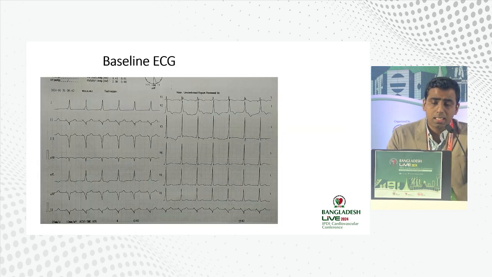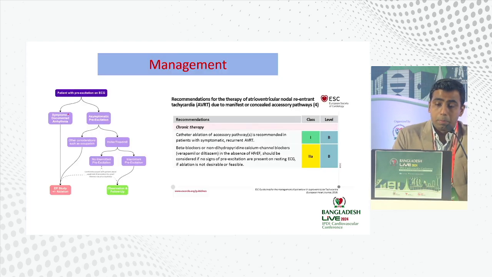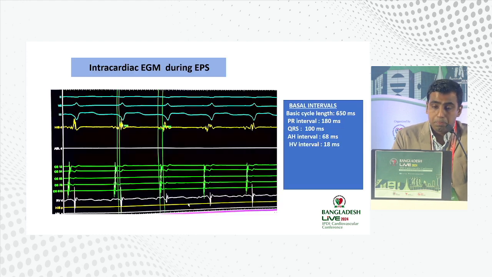This is his baseline ECG showing a short PR interval with a delta wave and incomplete RBBB. So, in this scenario, the patient had pre-excitation on ECG, symptoms and documented arrhythmia, and EP study and ablation is the guideline recommendation according to the ESC 2019 guideline.